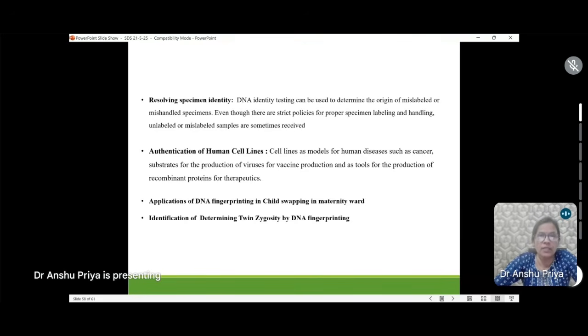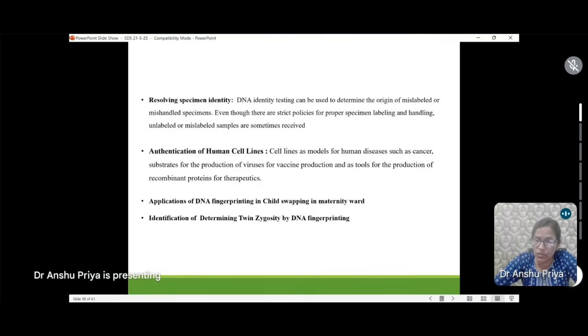And it is also useful in cell line authentication. Cell lines are a very useful model for various types of human disease like cancer, or for vaccine production, we have to choose the particular cell line. But if the cell line is not correct, we could not get the recommended protein for the therapeutics. So cell line authentication is very useful, and DNA fingerprinting helps to identify the cell line.